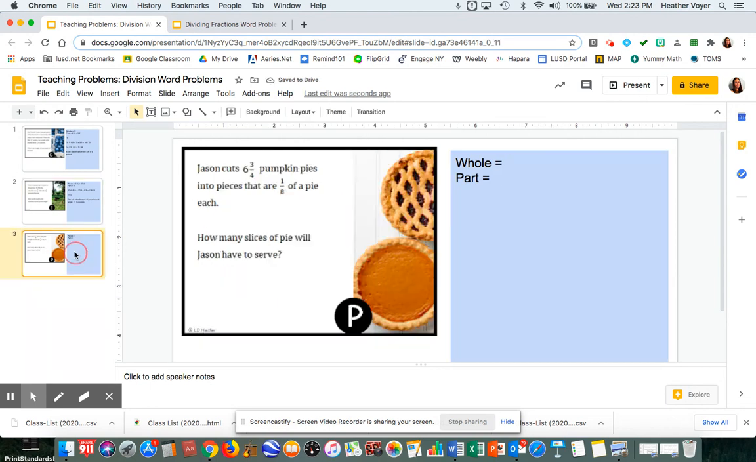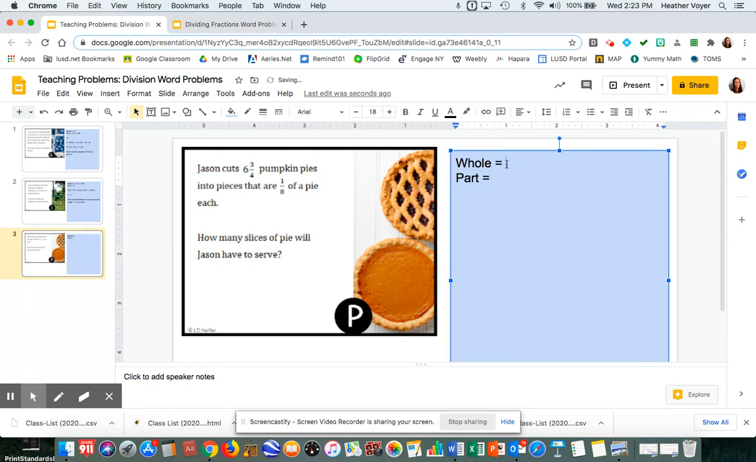All right, let's look at question number 3. This one says Jason cuts 6 3/4 pumpkin pies into pieces that are 1/8 of a pie each. How many slices of pie will Jason have to serve? All right, so again, what is the whole and what is your part here? Well, the whole is the total number of pies that he has. So in this case, he has 6 3/4 pies.